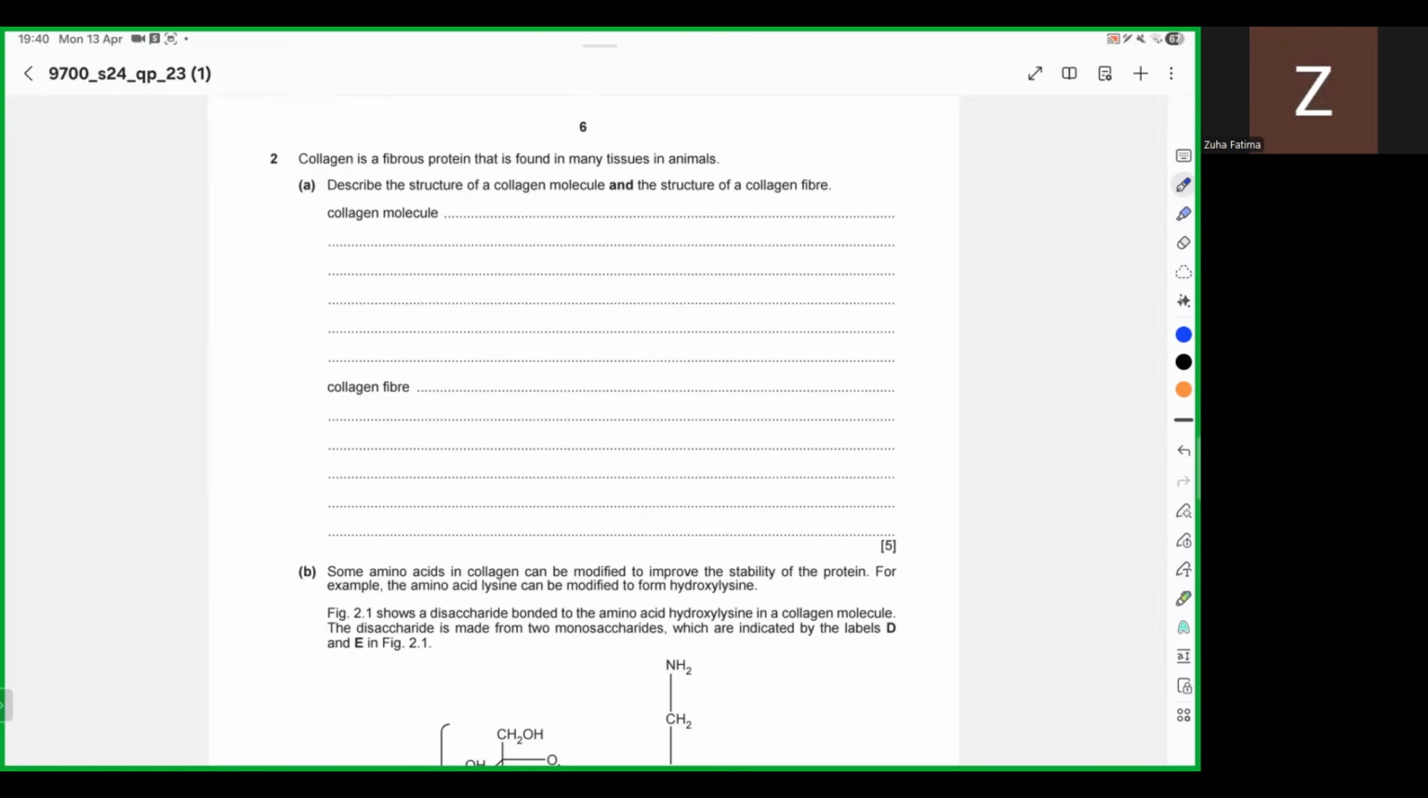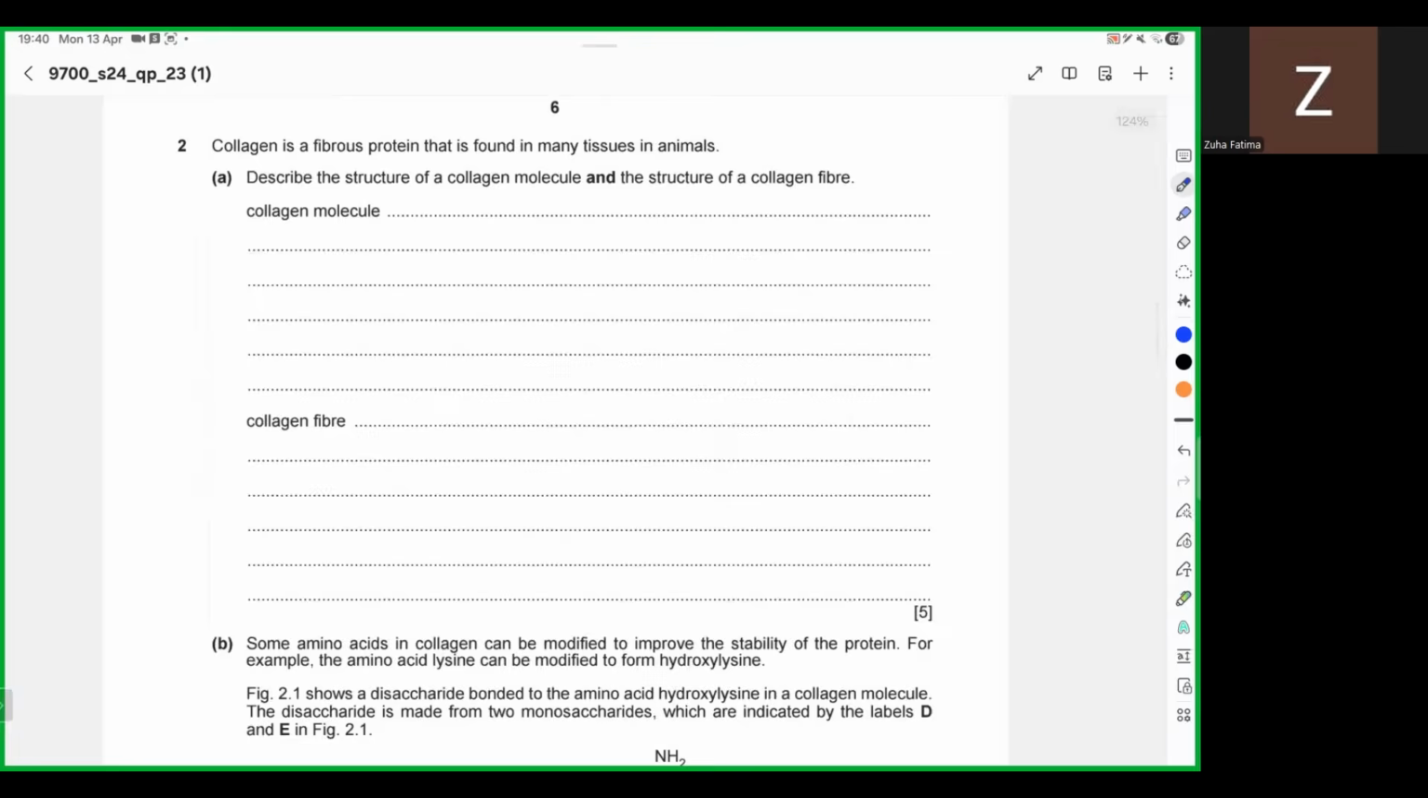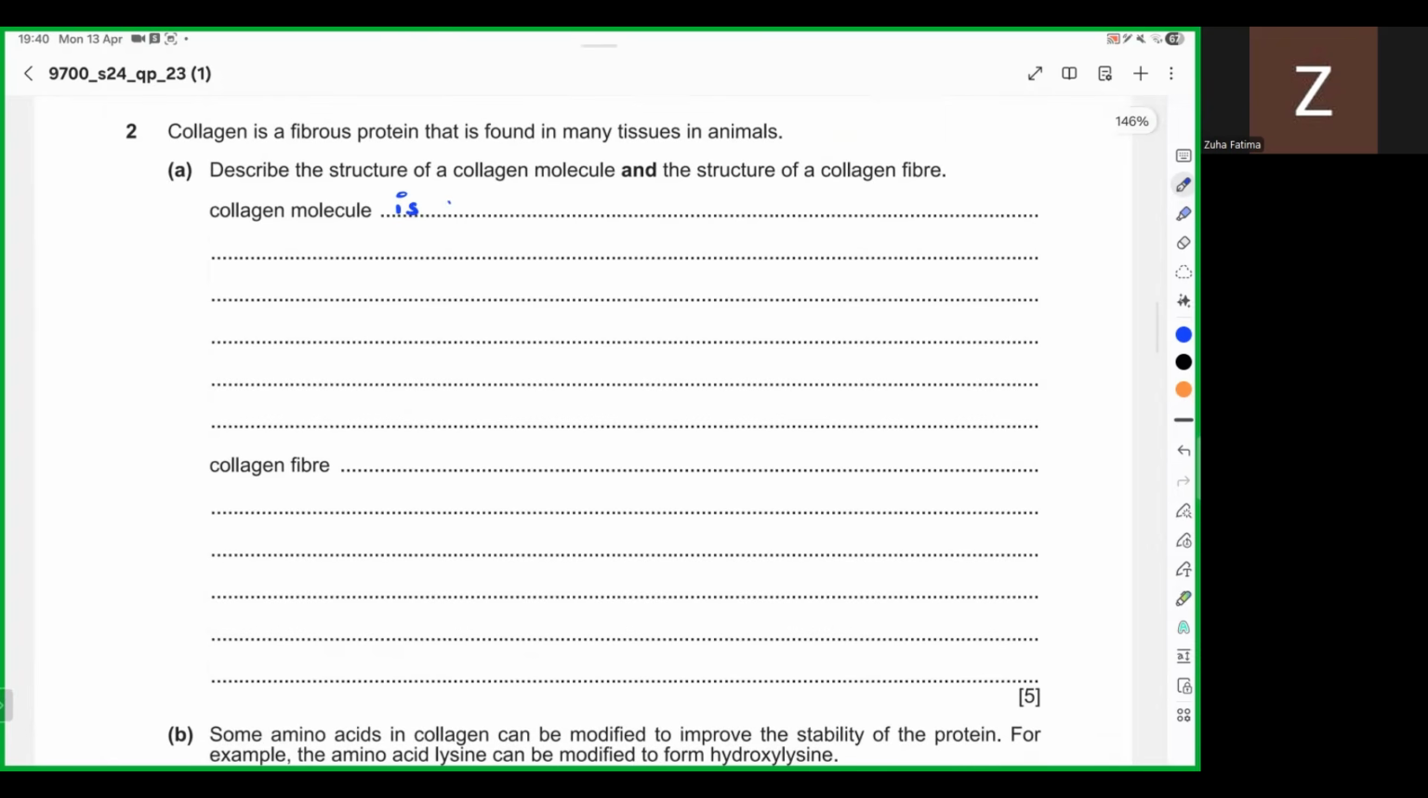So we'll write that down. A collagen molecule is made up of three helical polypeptide chains.